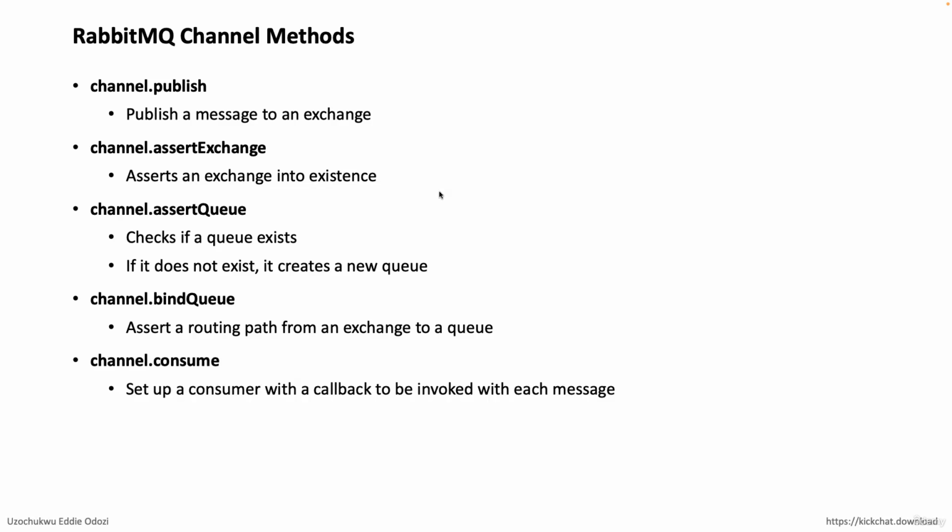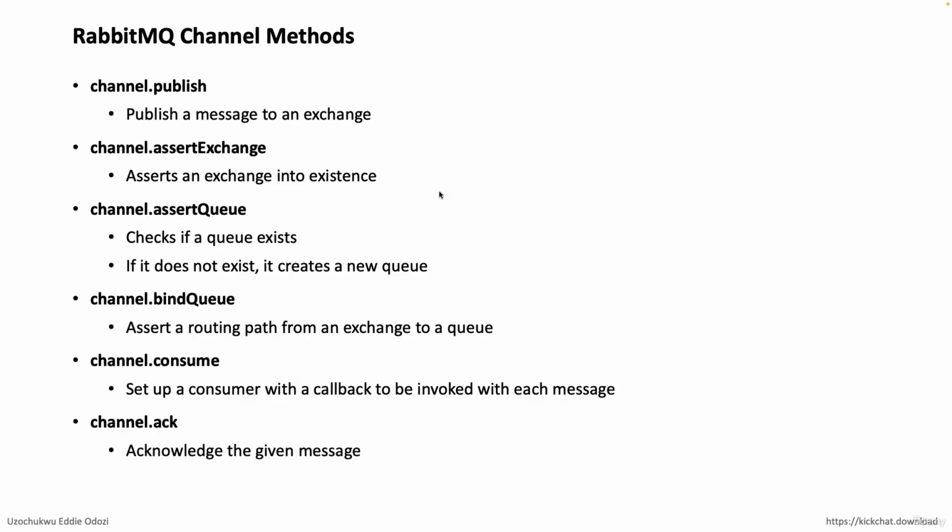Then another method is the channel.consume. This sets up a consumer with a callback to be invoked with each message. This is the method that will be used to actually consume the messages coming from the exchange via the routing key. So this will be the consumer, and it will invoke a callback, and then inside we can do whatever we want to do with the messages.